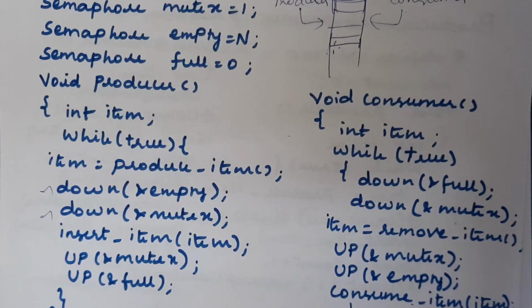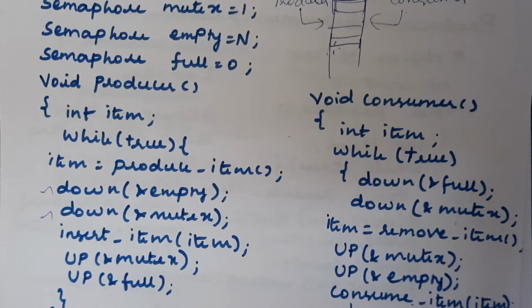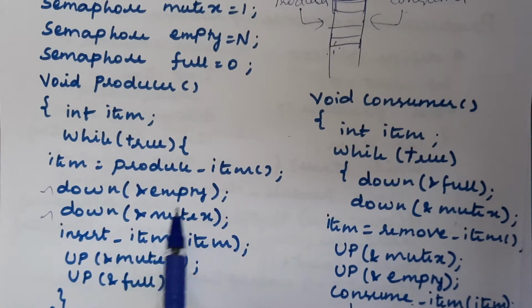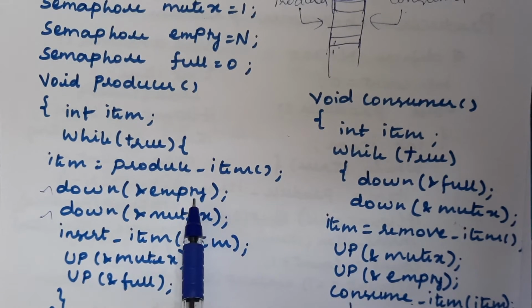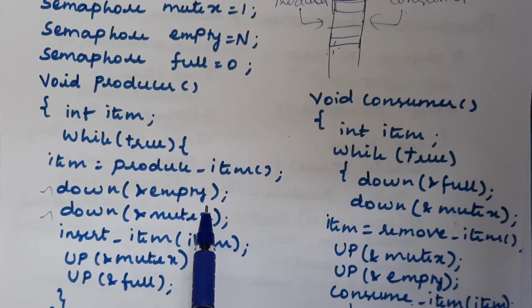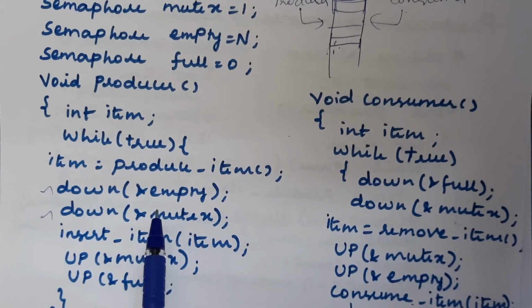Whenever you perform this down operation on the semaphore variable, the process performing the semaphore test is moved to sleep mode. So that is what we are doing: making that process sleep. If down of empty, that is, if empty equals 0, the down operation cannot be satisfied, and that particular process goes to sleep.